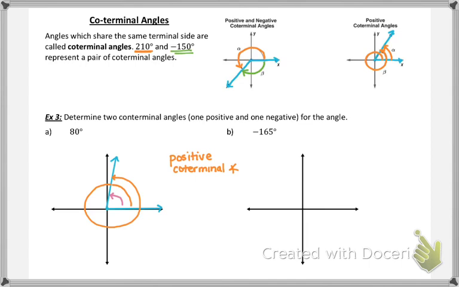So to find the positive coterminal angle, all we have to do is take my 80 degrees and add 360. Go around once and we end up at the same spot. So that's going to give me 440 degrees. 440 degrees would share the same terminal side as 80 degrees. Now, if I want to find a negative coterminal angle, I'm going to do this in green.